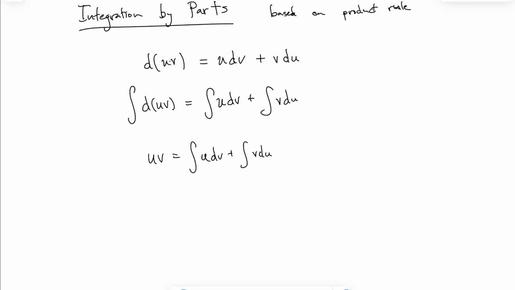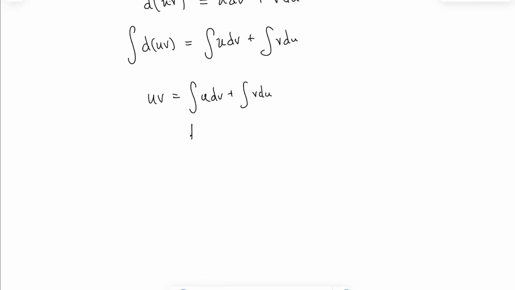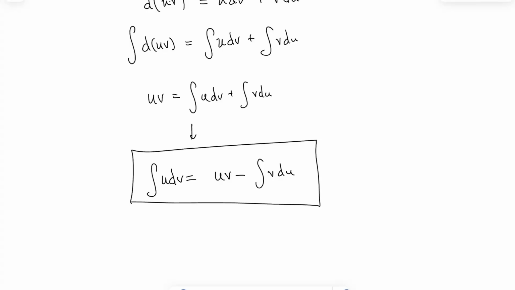We usually don't write it this way. Usually we solve for integral u dv by subtracting integral v du onto the other side. So just rearrange this a little bit. It says integral u dv equals uv minus integral v du. And this is the formula that you should memorize. This is the integration by parts formula. It's not all that complicated. It comes from the product rule. It's basically a rearranged version of the product rule with integral signs in there, all right?